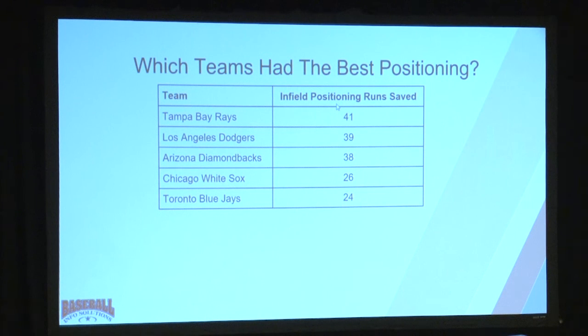Which team had the best positioning? So I thought this was kind of interesting. Here are the teams that got the most credit from our system for infield positioning runs saved. And Tampa Bay was at the top. The Dodgers, the Diamondbacks, the White Sox, and the Blue Jays. These teams shift a lot, and they got a lot of their value from defensive shifts. The Rays actually got a good chunk of value outside of defensive shifts, too.